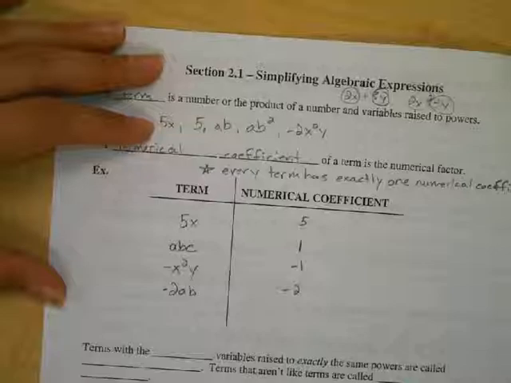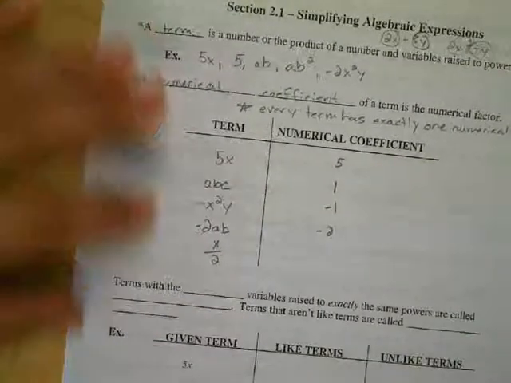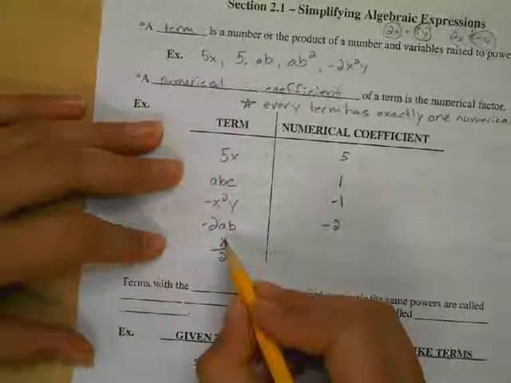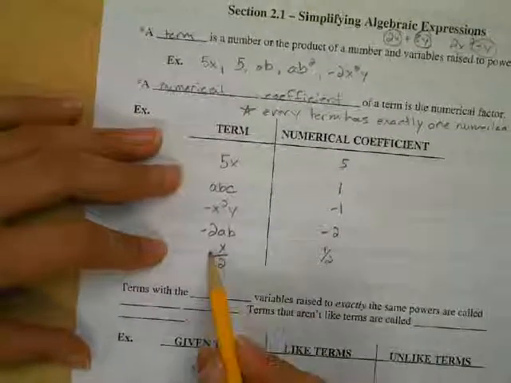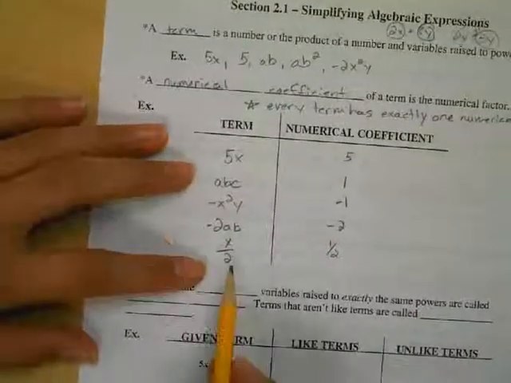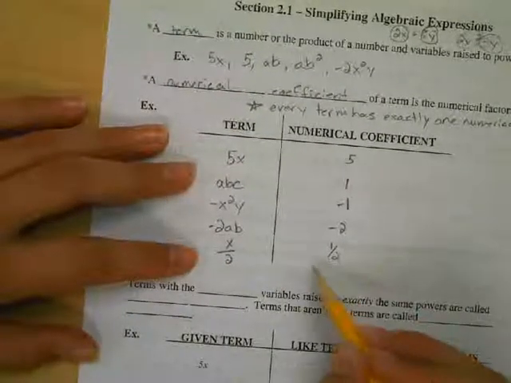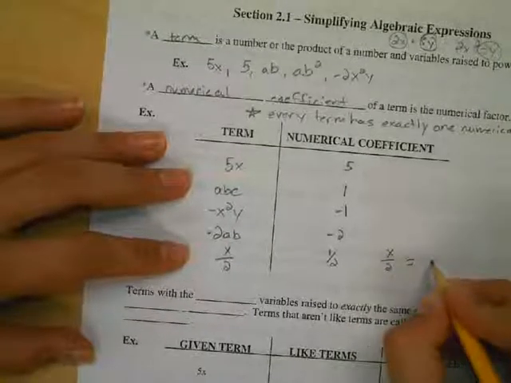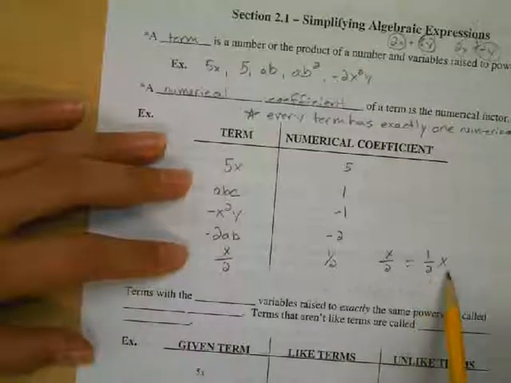Now, the one that throws people off the most is if I have an x, a variable, over a number. Here my coefficient is going to be 1/2. Because there's technically a 1 in front of x and there's a 2 on the bottom. Well, that 2 in the denominator matters. So that's a coefficient of 1/2. Keep in mind that x over 2 is the exact same thing as saying 1/2 x. If I were to multiply these back together, I would get x over 2.